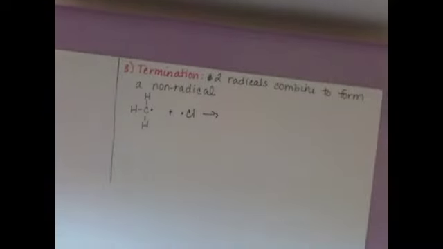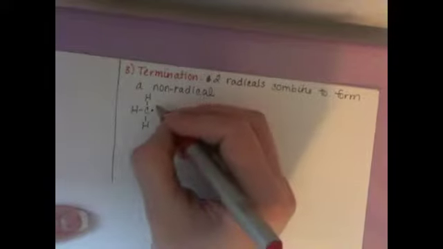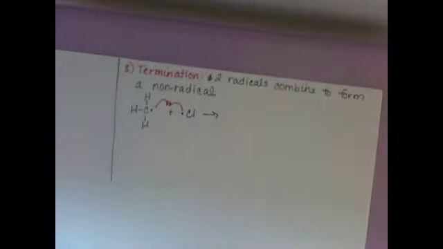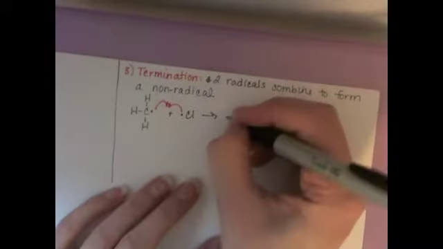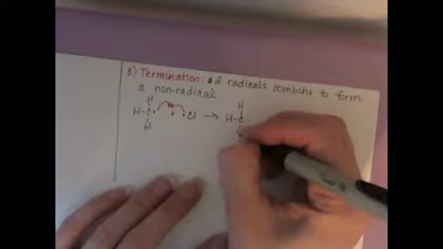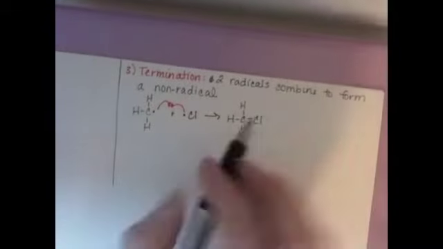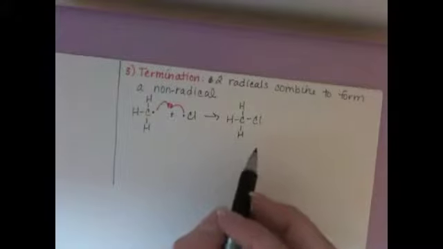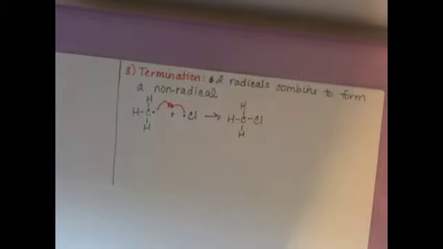In that case, the single electron from the carbon would combine with the single electron from the chlorine, and they would make a carbon-chlorine bond. And this shows us another way in which the monochlorinated product is formed, different from the one that we saw in the propagation steps that I wrote out.